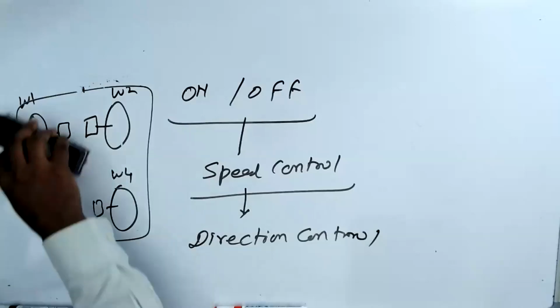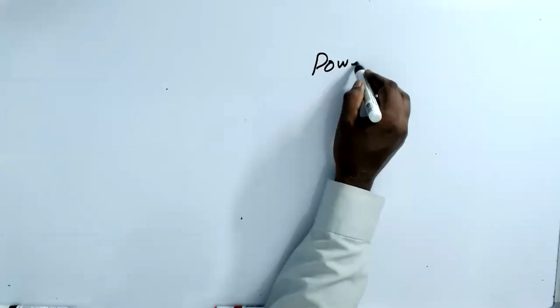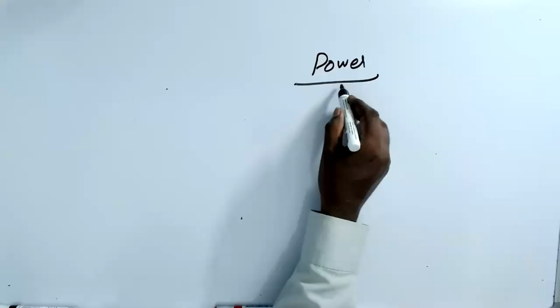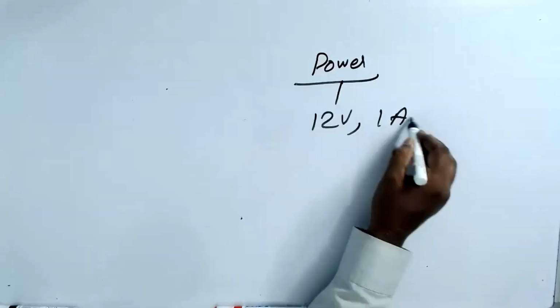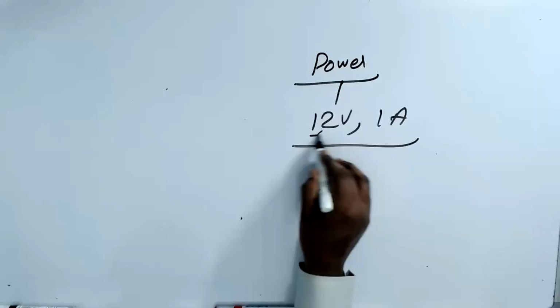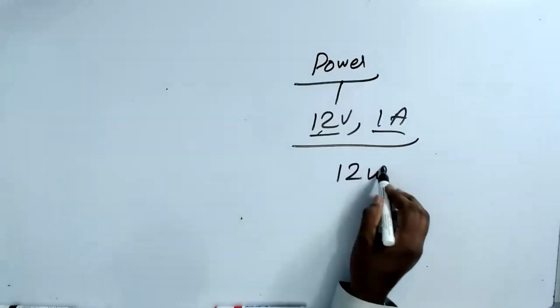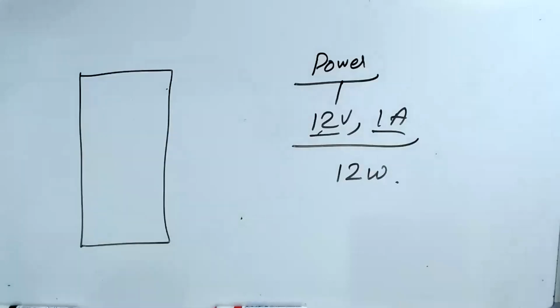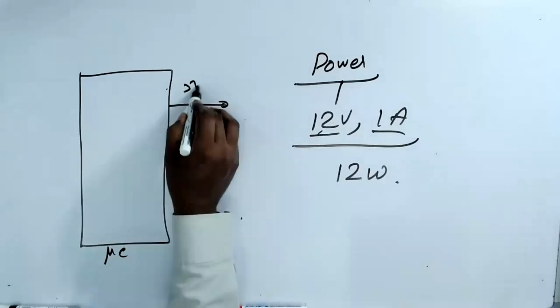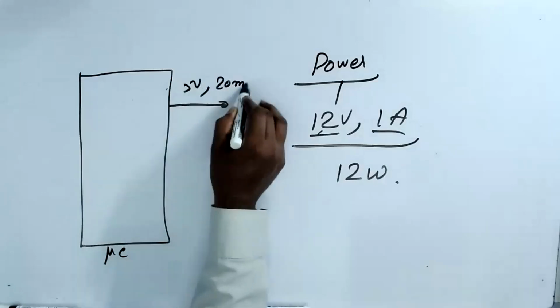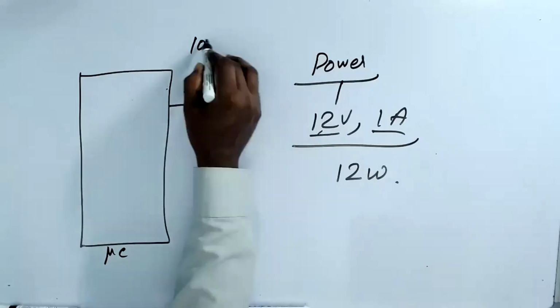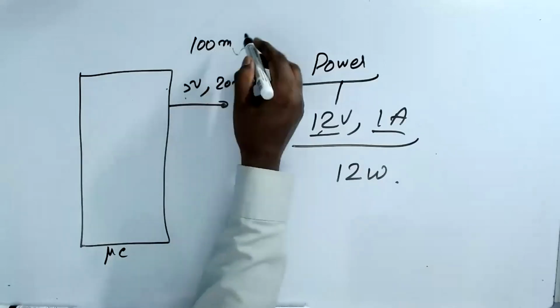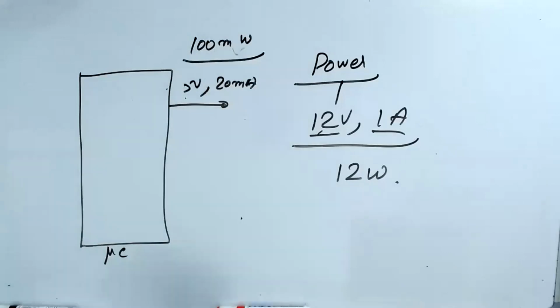The other problem is power. Let us assume a small motor, 12 volt, 1 ampere. That means it takes 12 watts. But let us assume that you have a microcontroller. The pin is supplying 5 volt and 20 milliampere. That means 5 times 20 is 100 milliwatts. But you need 12 watts. So we decided to connect a relay.